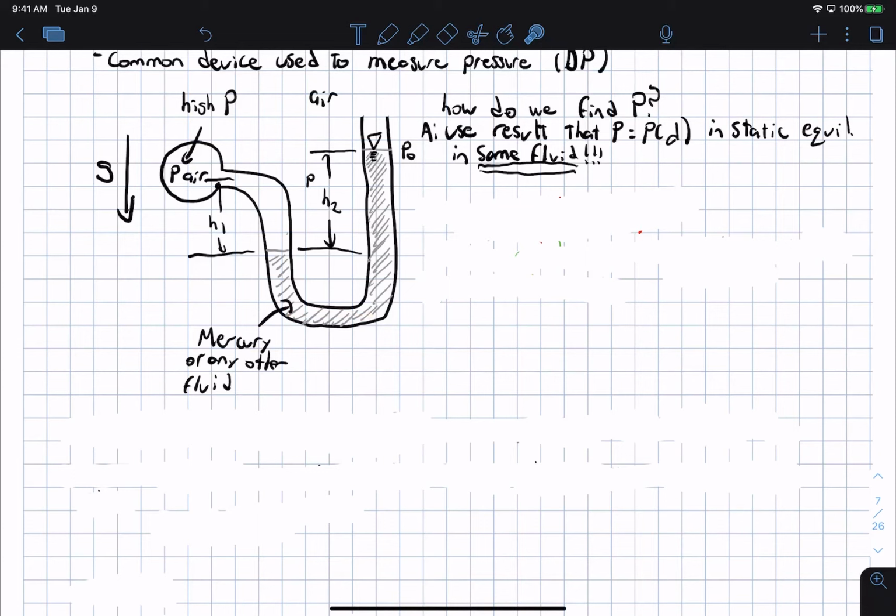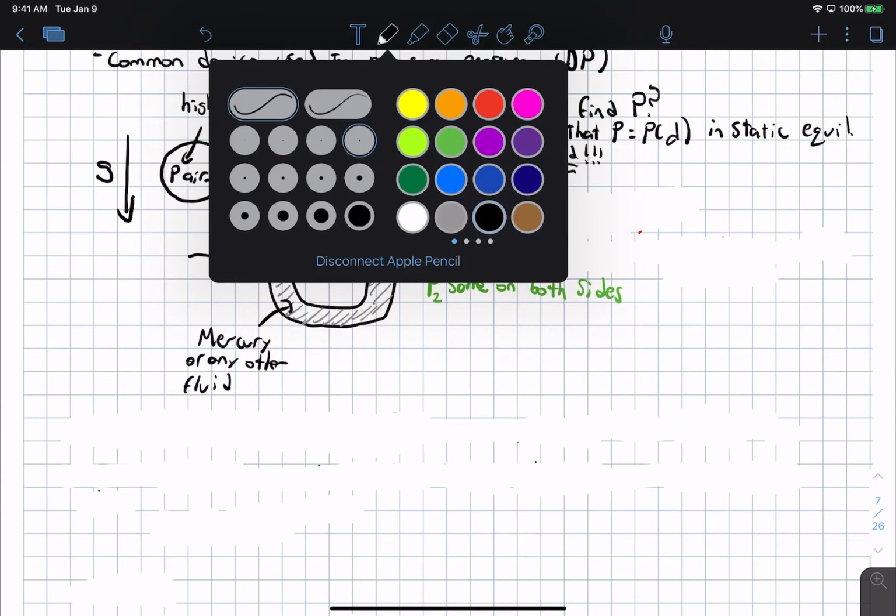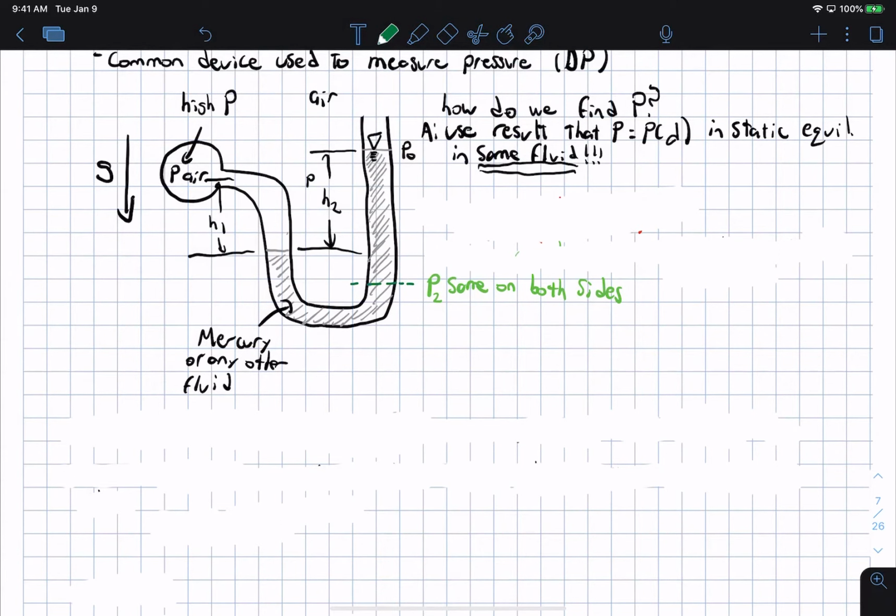Okay, so we can use that result to realize that if we start here, go down, and then go back up, you're going down to here. Then from that point you start going down and you go back up. And so basically this leg here subtracts out this leg here. So in other words, at any line in the same fluid, the pressure is the same on this green line here on both sides.